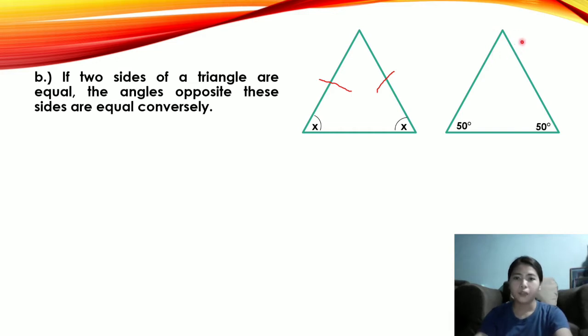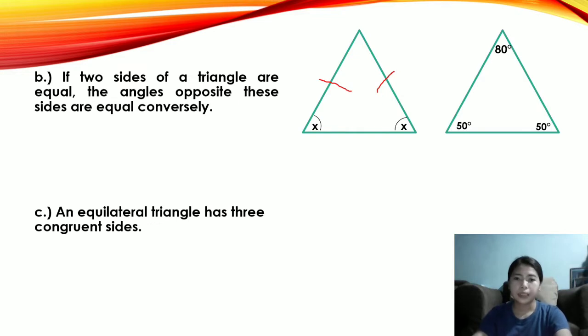Now, what if the missing angle is the vertex angle? Using the theorem earlier, which is that the sum of the interior angles is 180 degrees, therefore this vertex angle measures 80 degrees. So 50 degrees plus 50 degrees plus 80 degrees is equal to 180 degrees. This angle is opposite of this side, while this angle is opposite of this side.